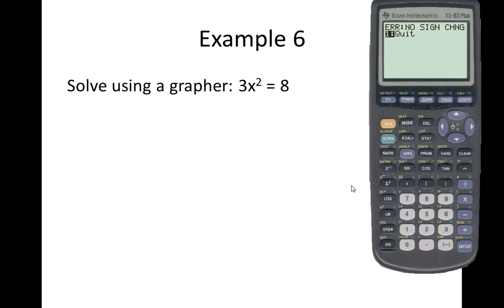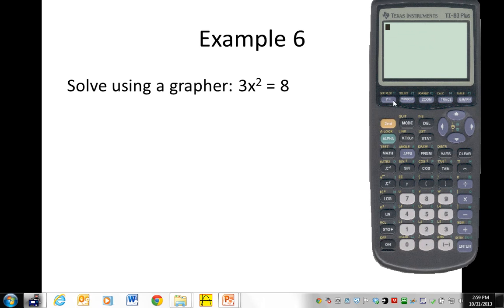Okay, try this one. 3x squared equals 8. We have a choice on these, right? We can set these to 0, or we can do them like they are. So I'm just going to do it like it is. 3x squared, and then an 8. Whoop, I should have cleared this out. Okay, I'll start off with the zoom 6. Here we go. Again, I'm looking for where they intersect. So second trace, 5, enter, enter, enter.